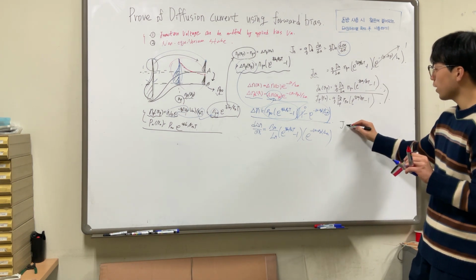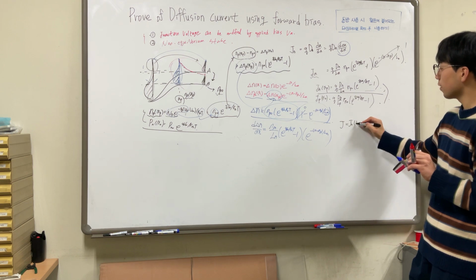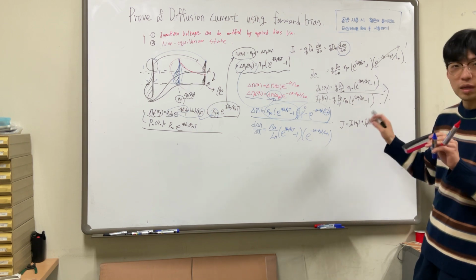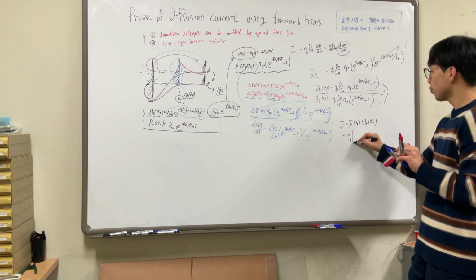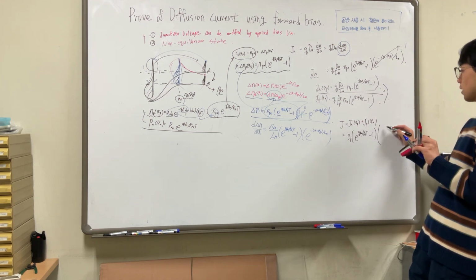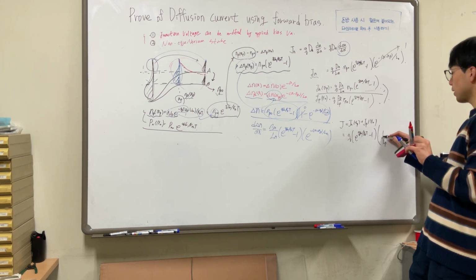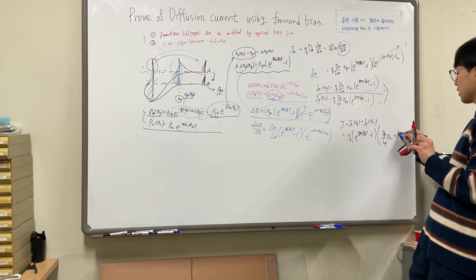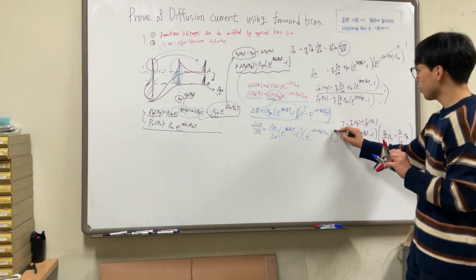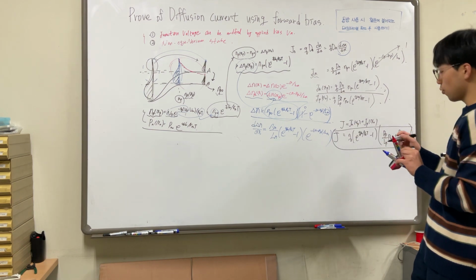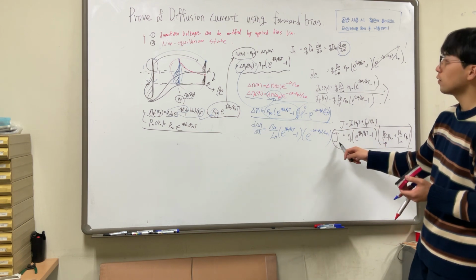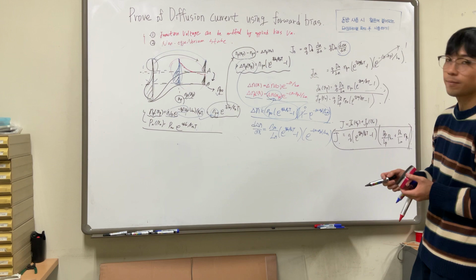So the total J is Jn plus Jp. It can be shown like this: Dp over Lp times pn0 plus Dn over Ln times np0. This is the total current. We have resolved the total diffusion current using forward bias. Thank you.